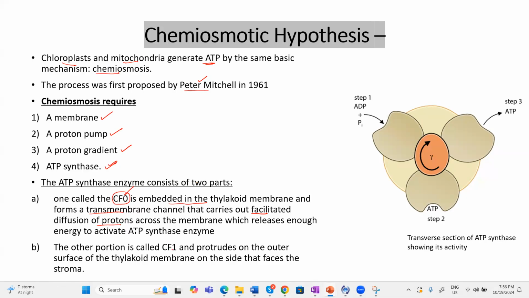Is it clear? Another portion is CF1, which is on the outer surface, and that is the area where, because of the movement of the proton, a conformational change occurs, and ADP plus inorganic phosphate combine to form ATP. See here how the work is done. In step 1, ADP plus inorganic phosphate combine here, then rotation. Step 2, ATP is made, and finally in step 3, ATP is released.